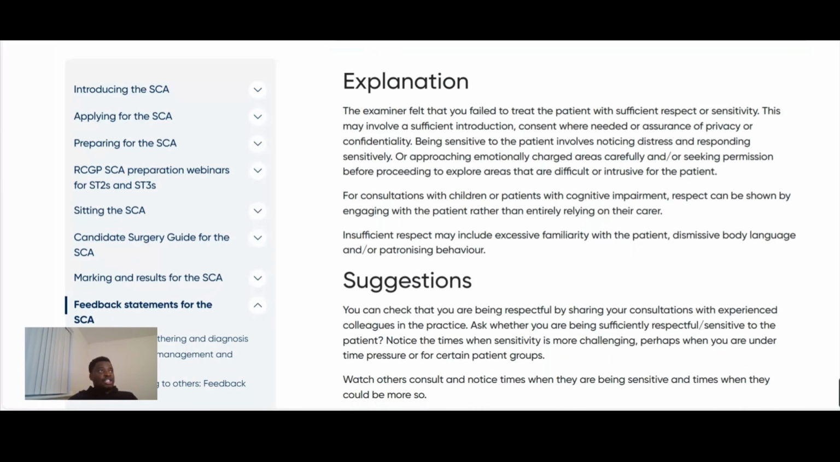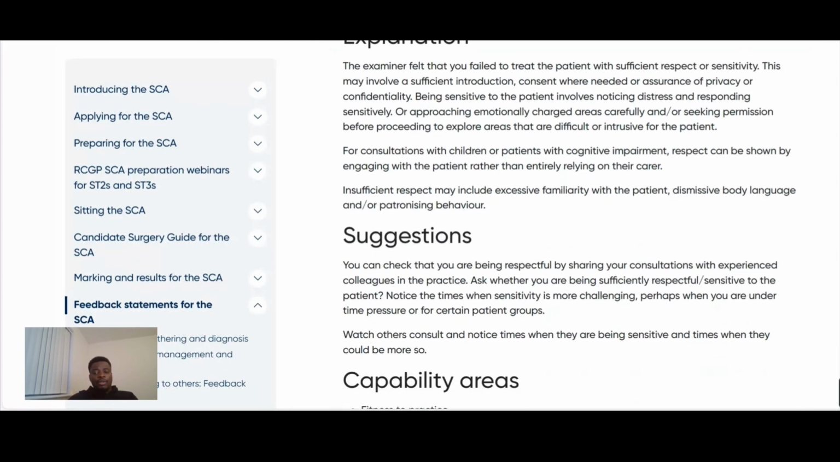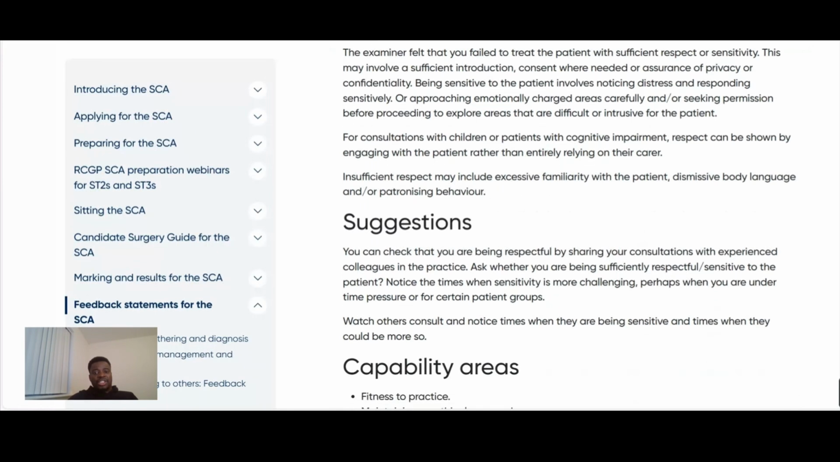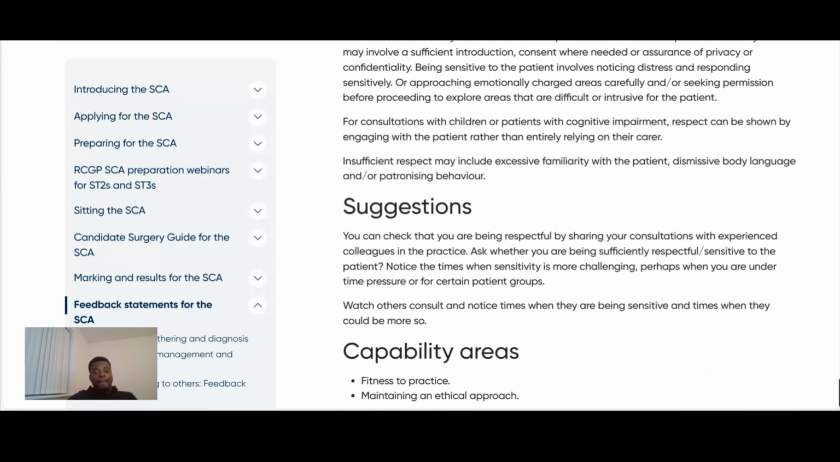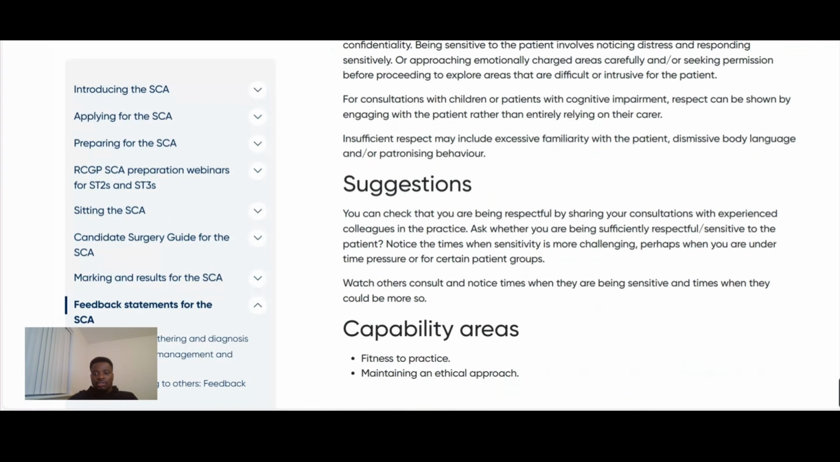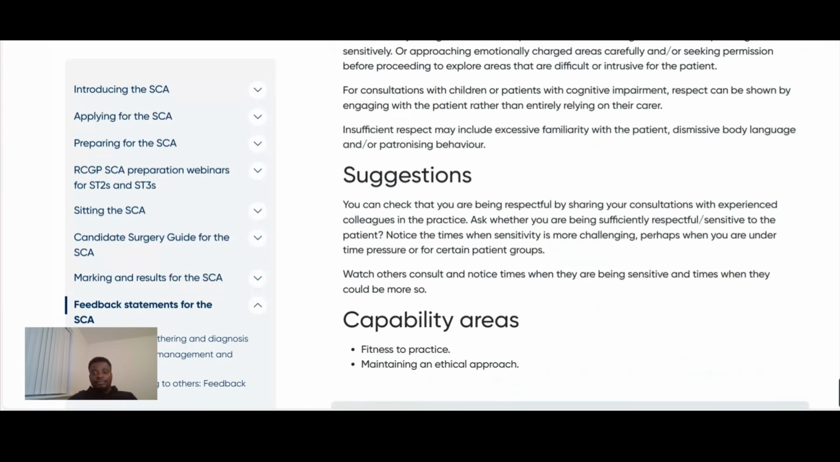Imagine you seeing a gentleman who's got cognitive decline, but not engaging with the gentleman whatsoever, but engaging with his daughter who's brought him to the surgery. So, what the college has suggested is to check that we are being respectful by sharing our consultations with colleagues who are able to critique them and bring those blind spots to our attention, and also ask whether you're being sufficiently respectful to the patients which experienced colleagues have watched.